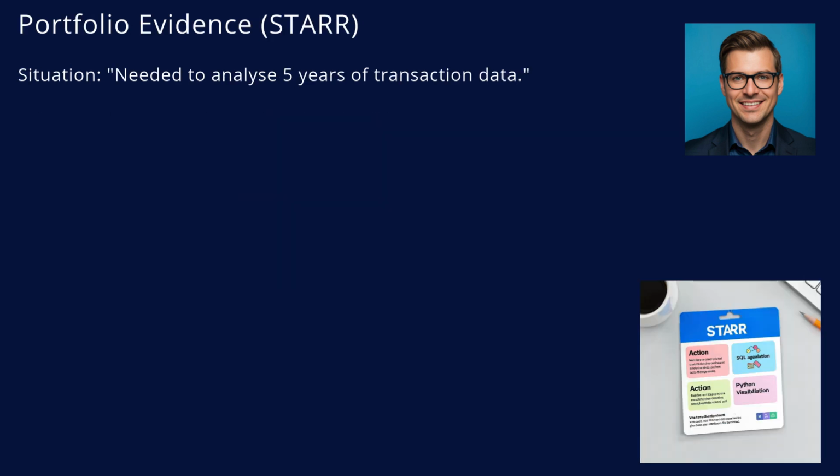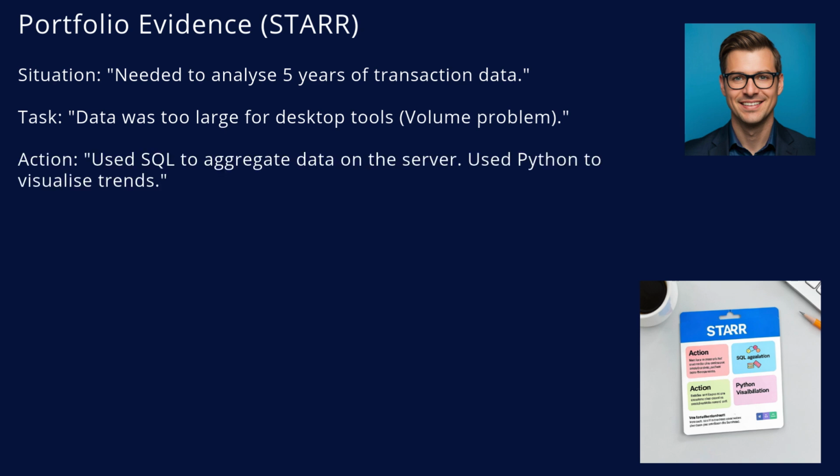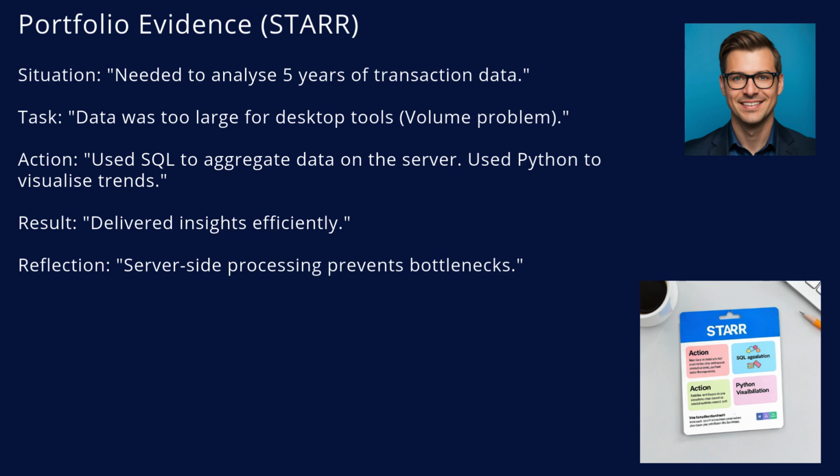For your portfolio, use this STARR structure. Situation: I needed to analyze 5 years of transaction data. Task: the data volume was too large for desktop tools. Action: I applied S55. I used SQL to aggregate the raw data on the server, reducing the volume. I then used Python to visualize the trends from the aggregated dataset. Result: delivered critical insights efficiently. Reflection: I learned that server-side processing prevents local bottlenecks.